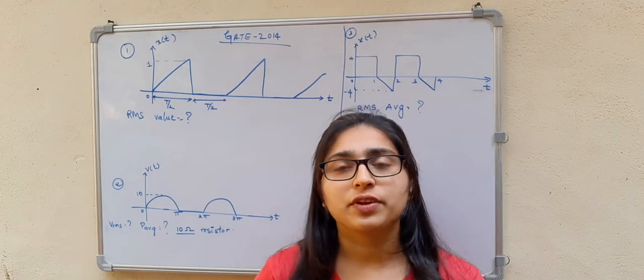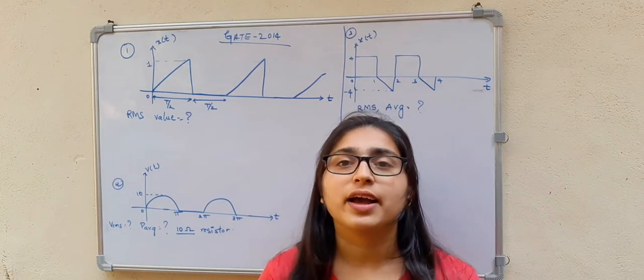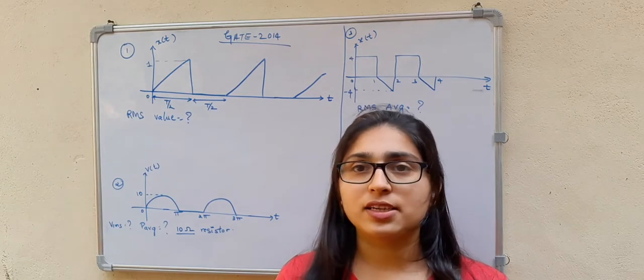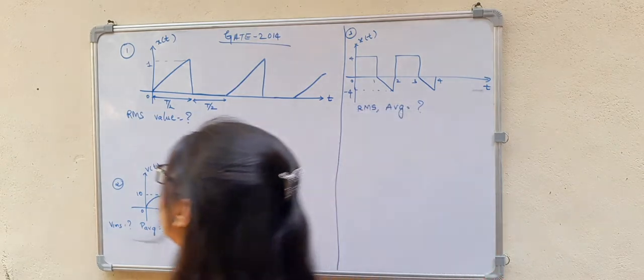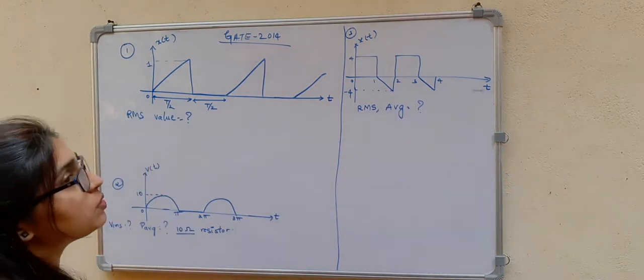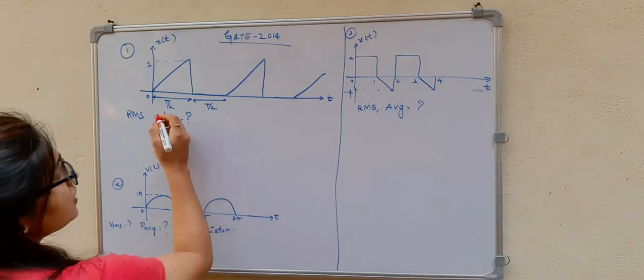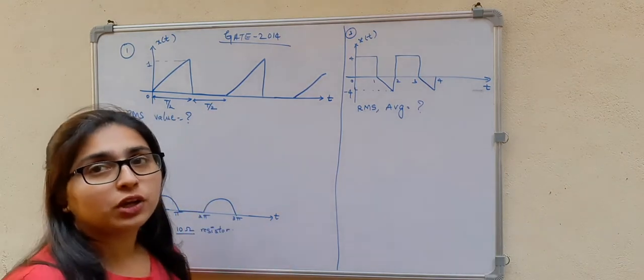In my previous video, I had explained how to find the average and RMS value of different waveforms. So based on that, let us solve some problems. The first question was asked in the GATE 2014 ECE paper. What is the RMS value of this particular waveform?